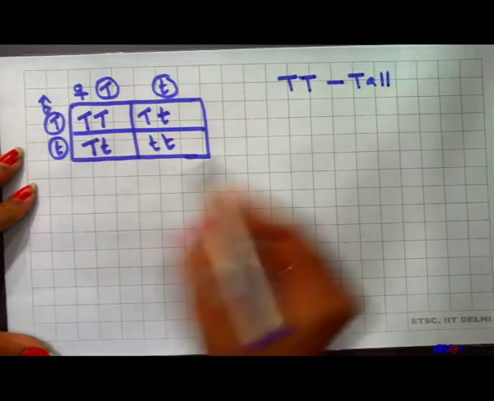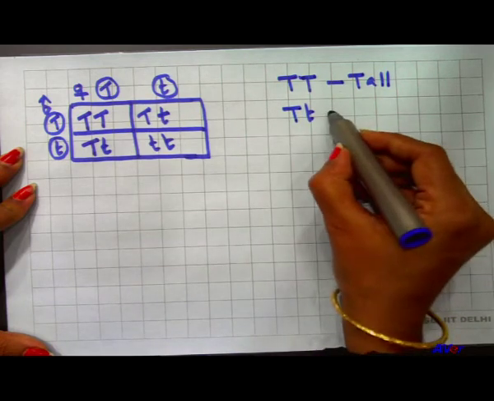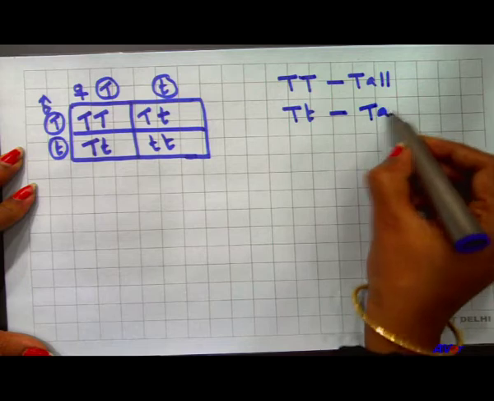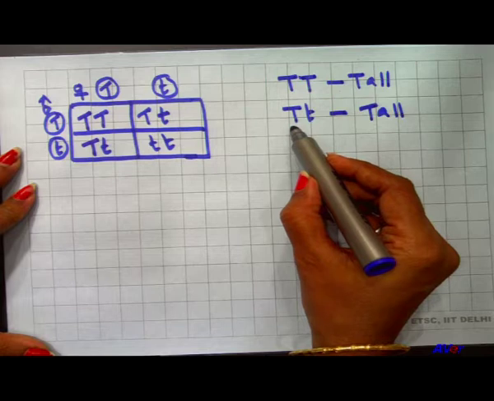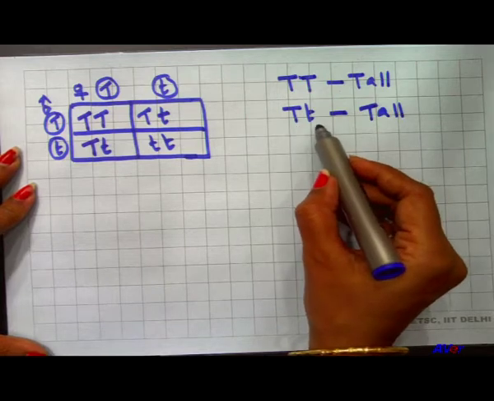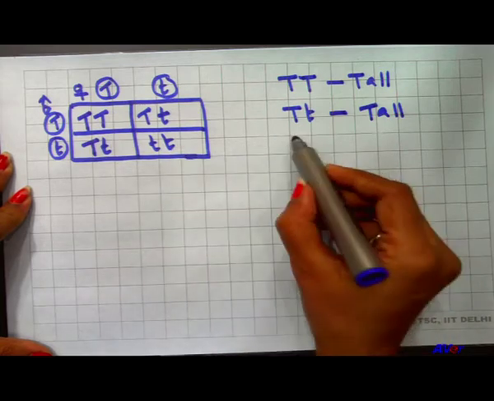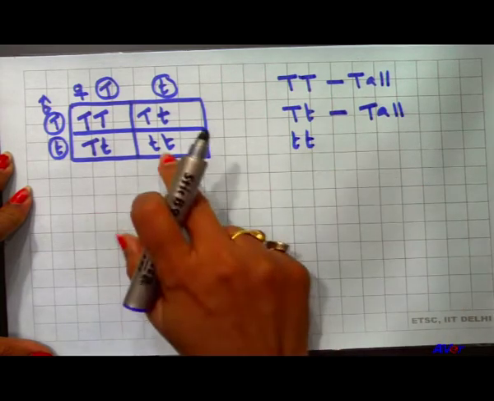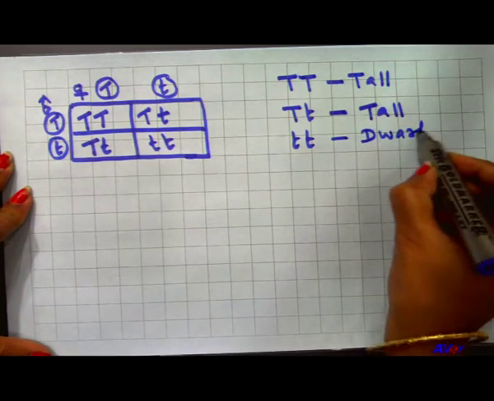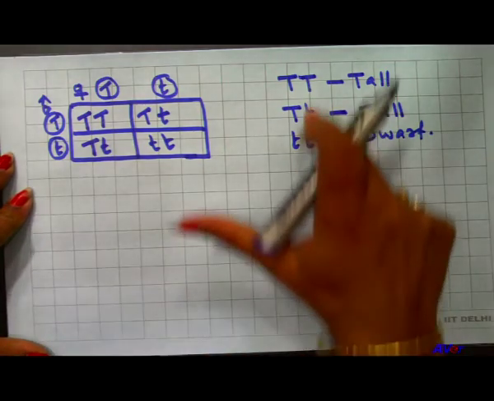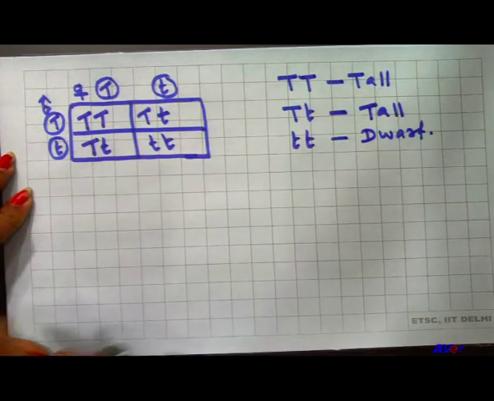Tall phenotype, capital T and small t, it also produces tall, because as I have already told you, capital T gene meant for tallness is dominant over small t gene for dwarfness. Now, this particular progeny, that is small t progeny, it produces dwarf phenotype. So, we got only 3 different types of genotype here.